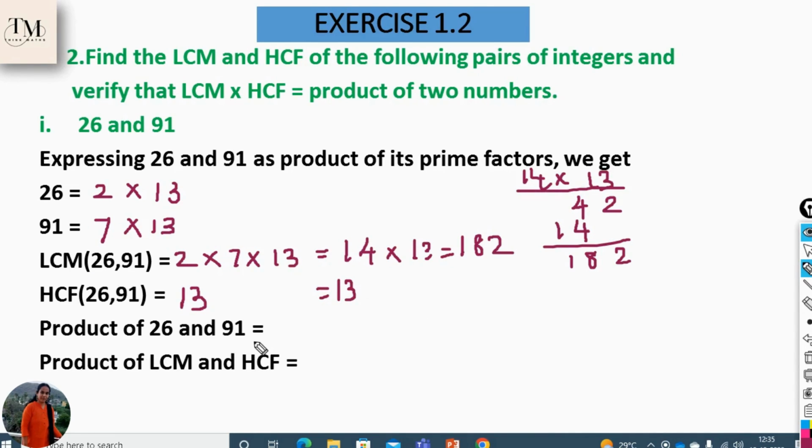So next we have to check the product of two numbers, that is 26 into 91 should be equal to product of LCM and HCF. So what is LCM? LCM is 182 into 13. Okay. So here I will tell you about a short trick to multiply faster. Let us multiply these two sums, that is 26 into 91 and 182 into 13, in another way.